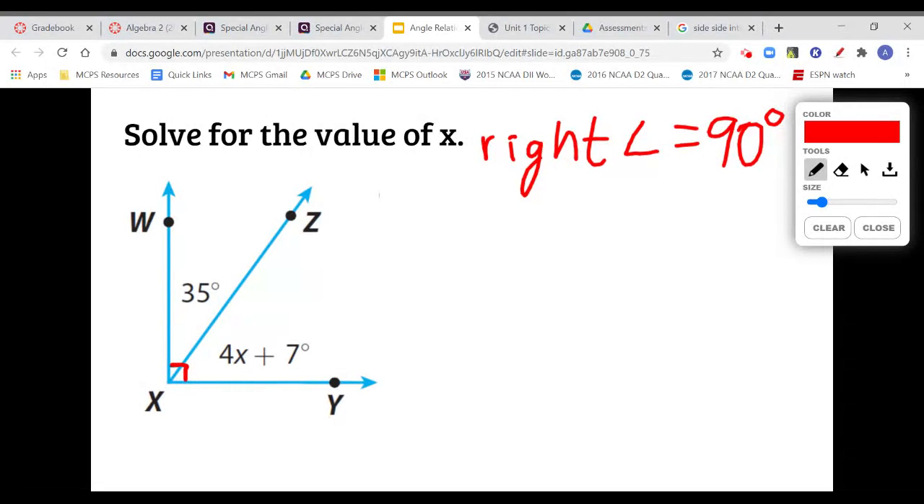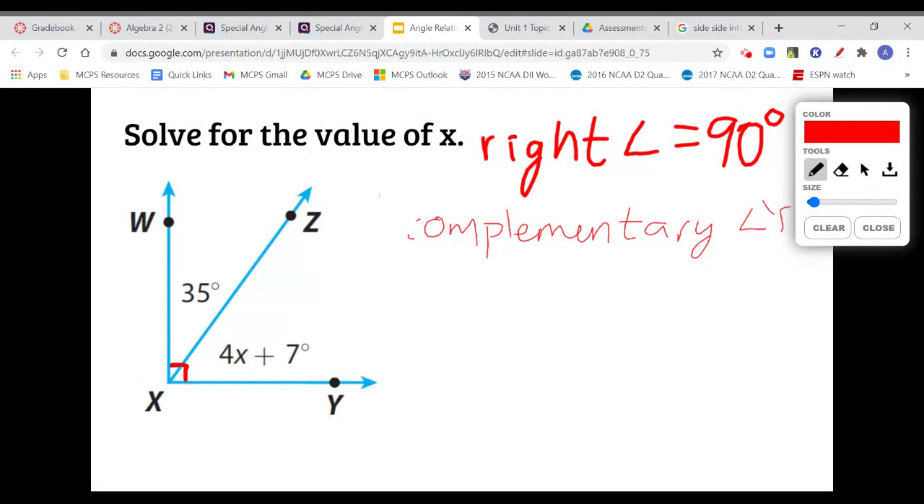Okay. And so if these two smaller angles are making up that right angle, they are complementary, meaning they add to 90 degrees. So here we have an example of two complementary angles. Okay. And again, complementary means they add up to 90 degrees.